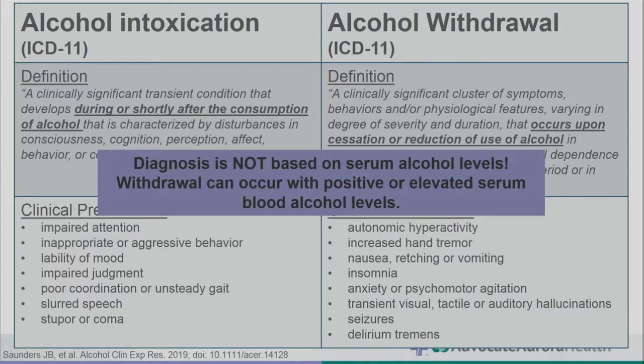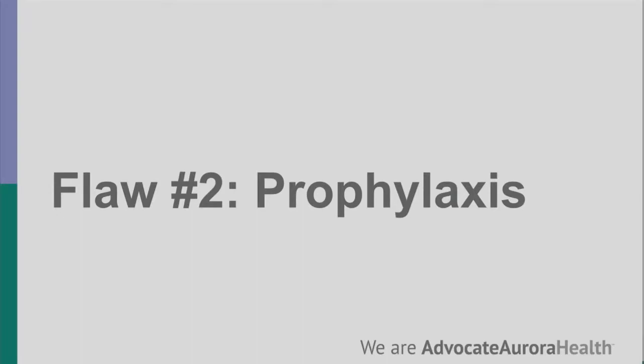So the next flaw that I'm going to talk about is prophylaxis, and I'm going to really focus on the lack of prophylaxis being the flaw. And it's funny because as critical care clinicians, we are so ingrained with prophylaxis: VTE prophylaxis, stress ulcer prophylaxis, antibiotic prophylaxis for surgical procedures, antiemetic prophylaxis for chemotherapeutic drugs. But when it comes to alcohol withdrawal, we don't really think about prophylaxis in those patients.